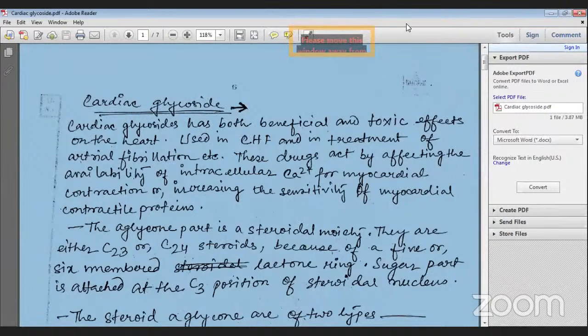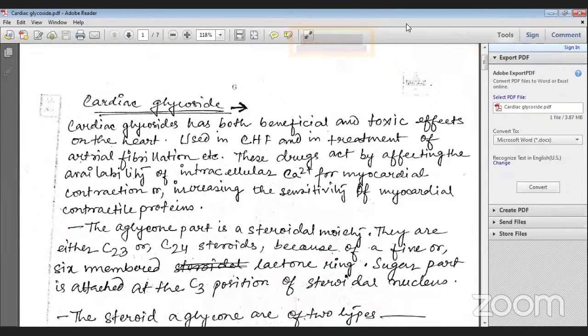So there are a number of steroidal glycosides or steroidal molecules which have cardioactive property. Basically the cardiac glycosides are steroidal glycosides, and they have a beneficial effect or toxic effect on the heart. They are mainly used in the treatment of congestive heart failure and also in the treatment of atrial fibrillation.